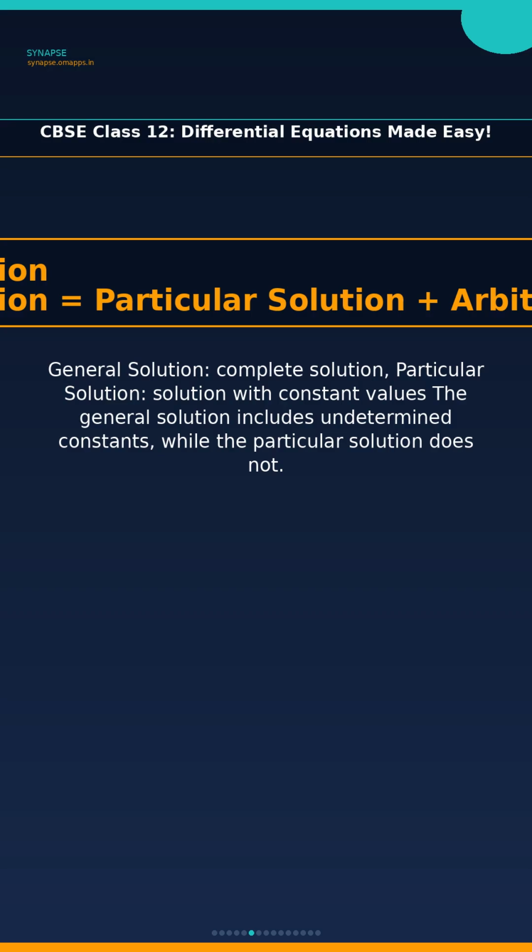Here's a formula you need to remember. General solution equals particular solution plus an arbitrary constant. The general solution is the complete solution, and the particular solution is what you get when you know the values of the constants. Remember this.